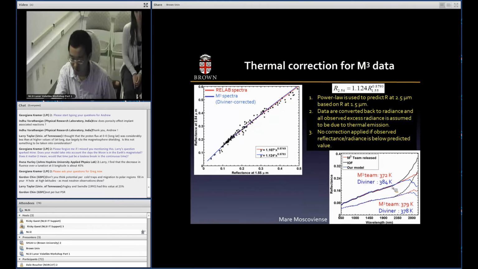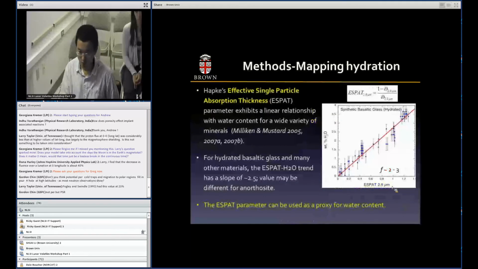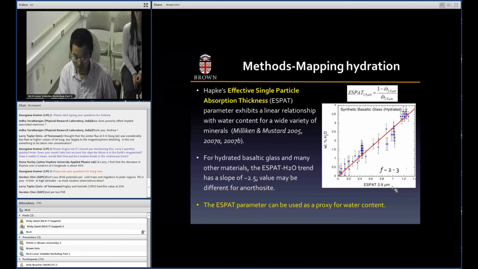However, as we know, the band depth will be affected by a lot of factors, for example, particle size, porosity, molecular scattering, and a lot of other factors. So we need to find a way to effectively get the water content. Previous studies by Milliken and Mustard show that the Hapke effective single particle absorption thickness has a very good linear relationship with the water content for a wide variety of minerals. The plot shown here is for our lab-made synthetic basaltic glasses. We can see the water content on the y-axis has a linear trend with the effective single particle absorption thickness function at the 2.9 micron band.